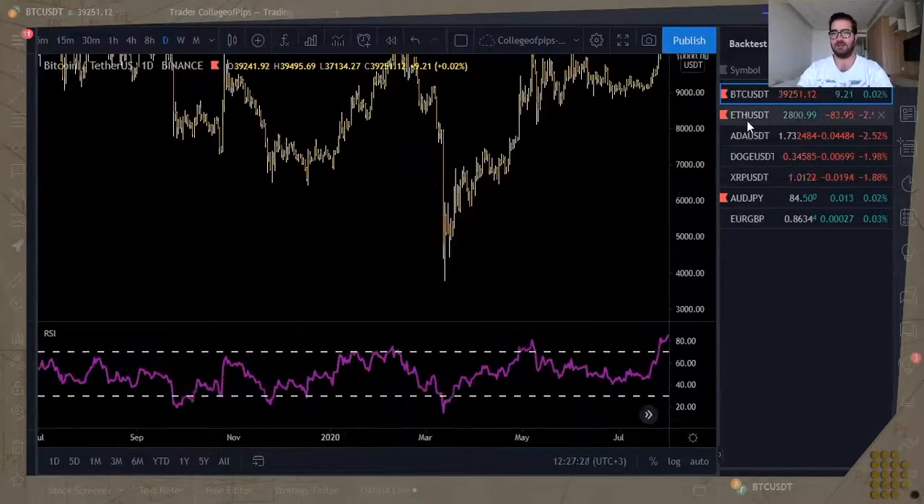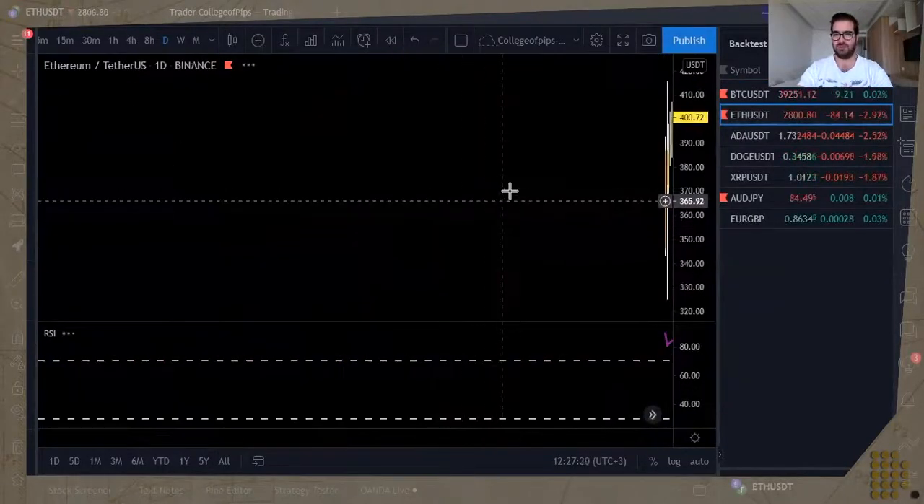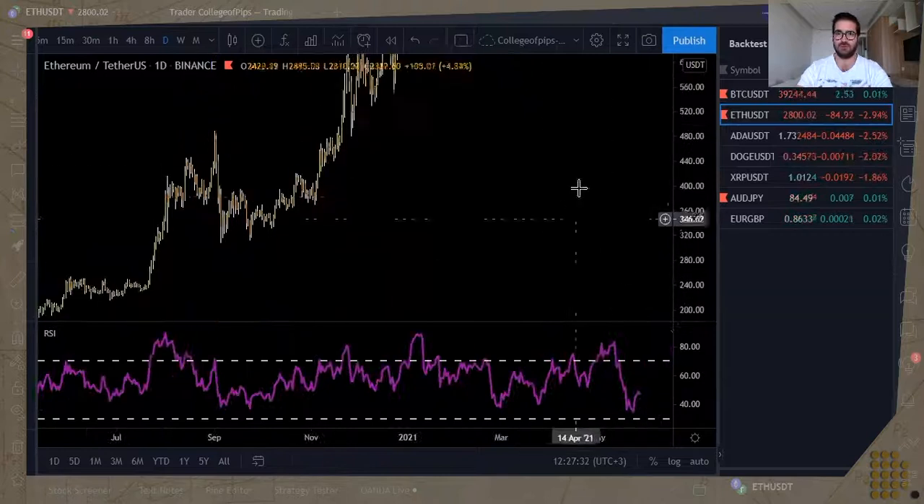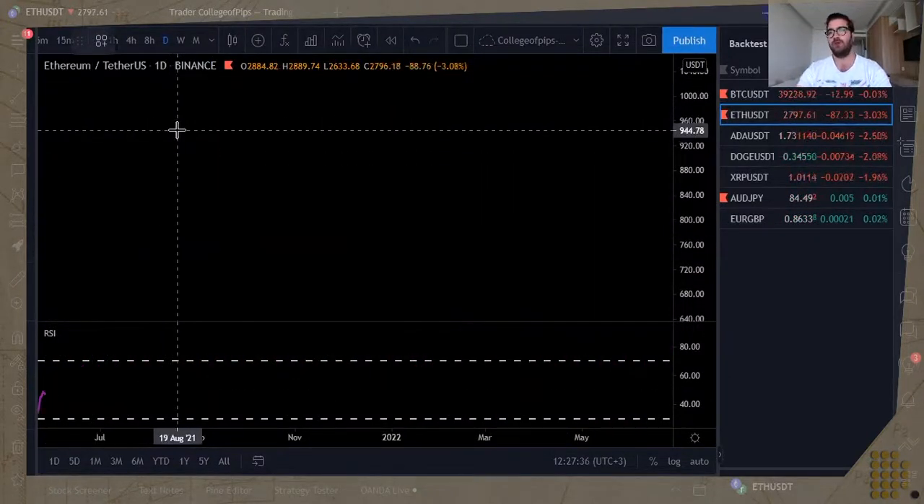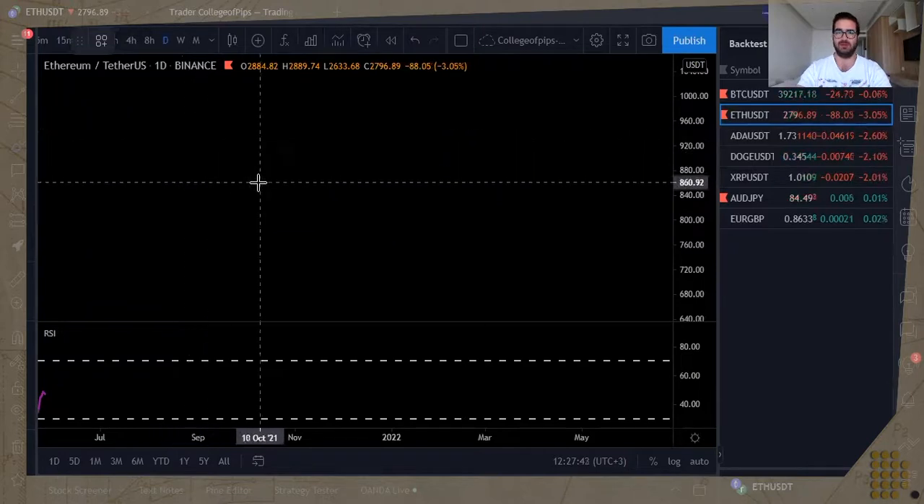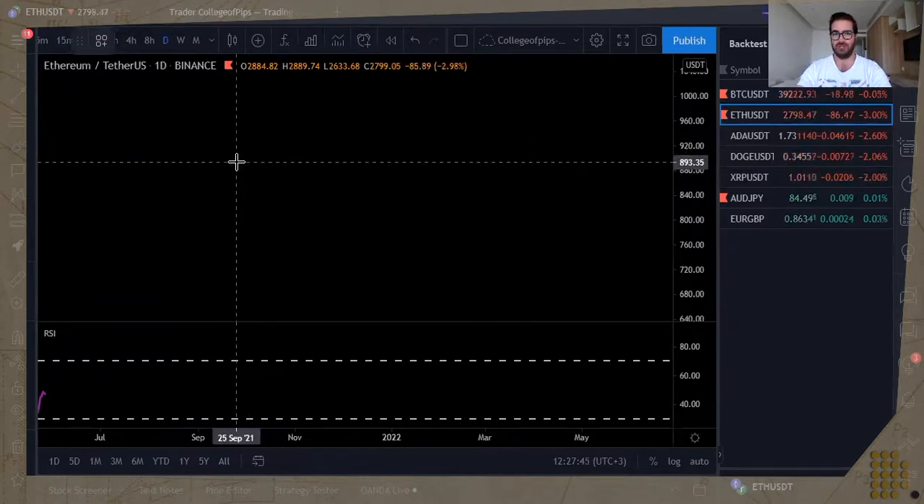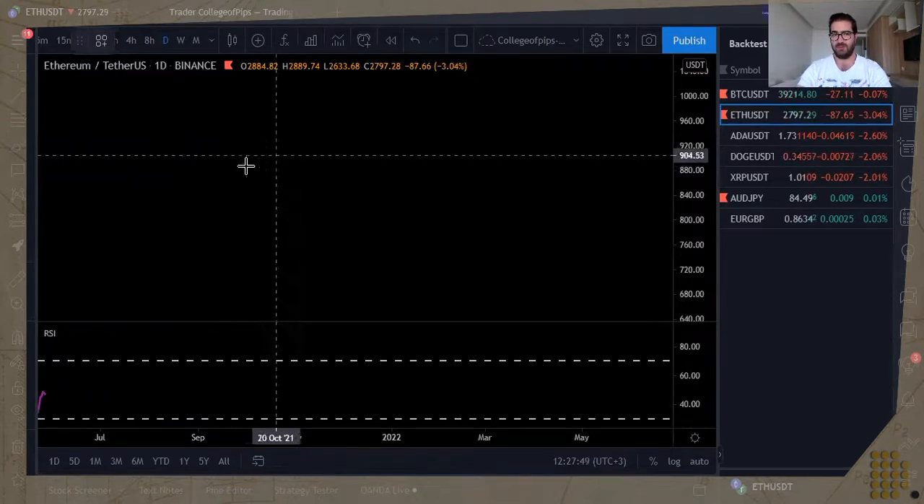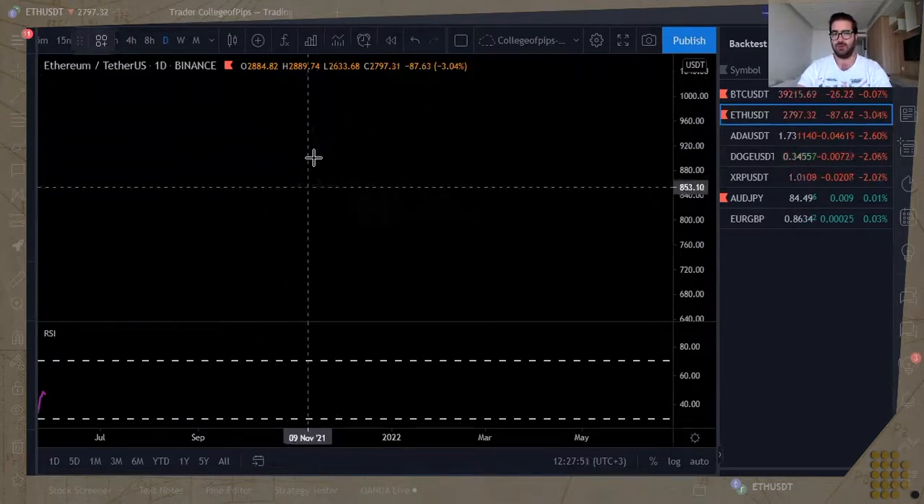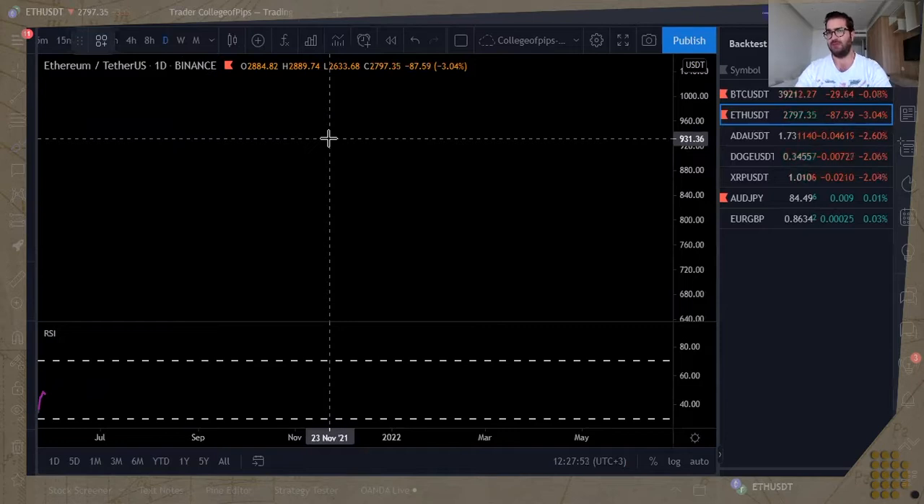Now we will discuss the hidden divergence. First, what does it signal? What is the indication that shows the hidden divergence? It shows continuation of the trend. So it will help you to know when a certain trend will continue, as its name says.